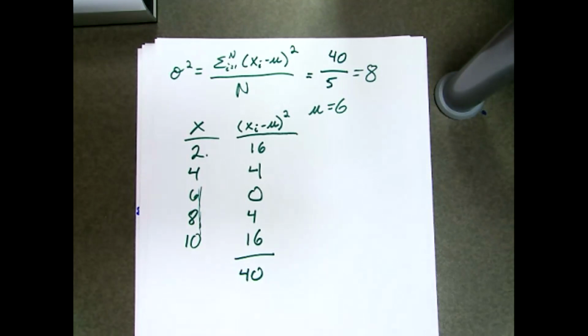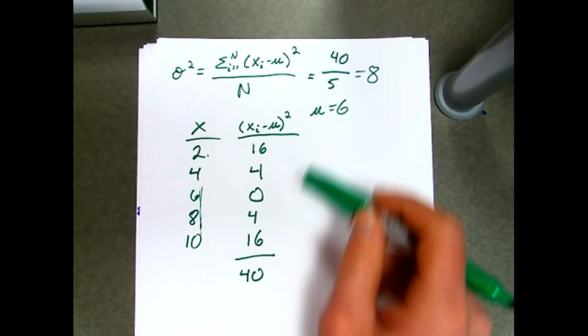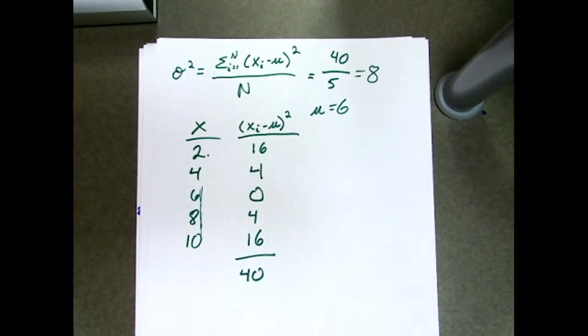So we went through every observation, squared the deviations, added them all up, then divided that by our number of observations. Any questions over the steps that I did there? Okay with that? So that's the procedure behind how we'll do this by hand.